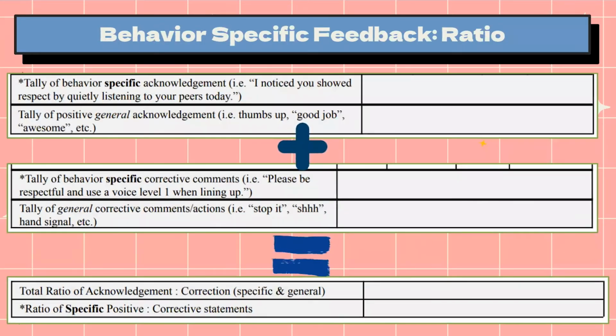We strive for a ratio of 4 acknowledgement statements for every 1 error correction. To determine if we met that goal, we will take the total number of acknowledgement statements, both general and behavior-specific acknowledgement, and compare those to the total number of error corrections, both generic and behavior-specific, in order to get the total ratio.